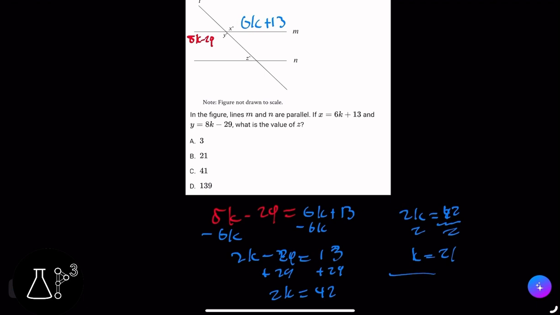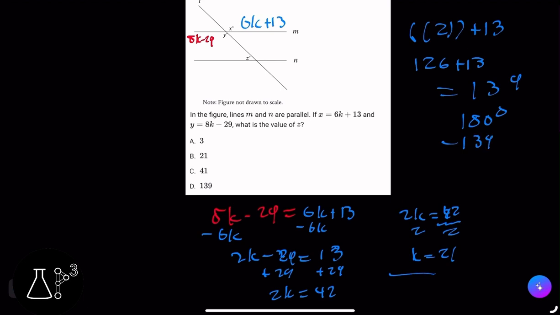So if I do 6 multiplied by 21 plus 13, I get 126 plus 13, which equals 139. Now I have to do 180 degrees minus 139 to figure out the value of Z. So 180 minus 139 equals 41, that is the angle measure of Z. So the answer here is C.